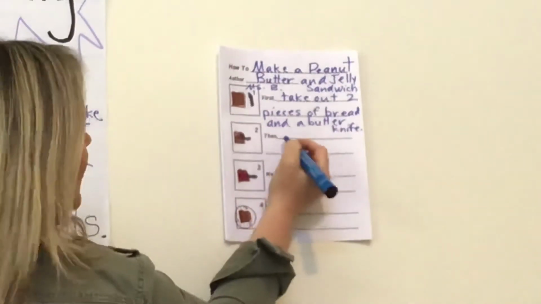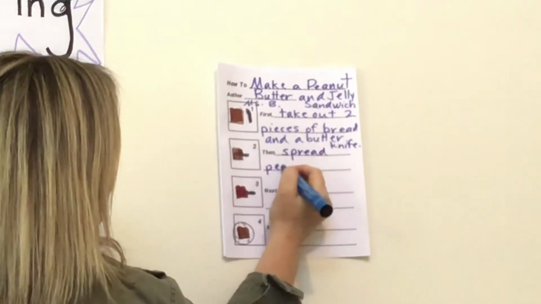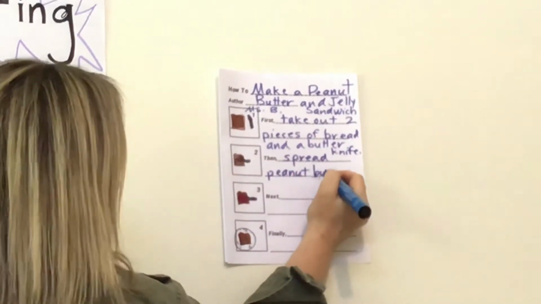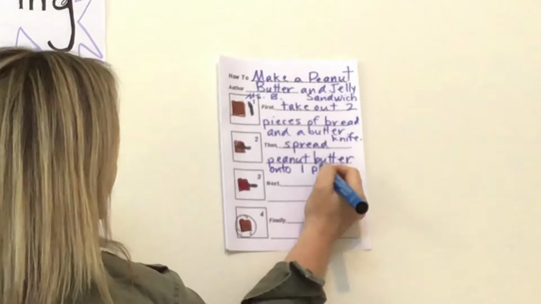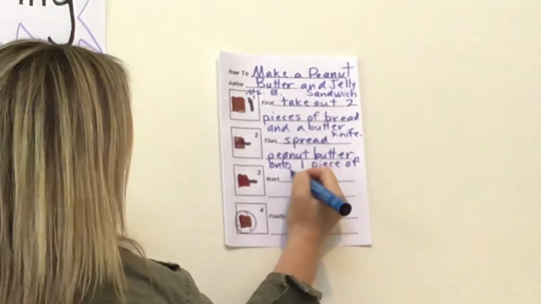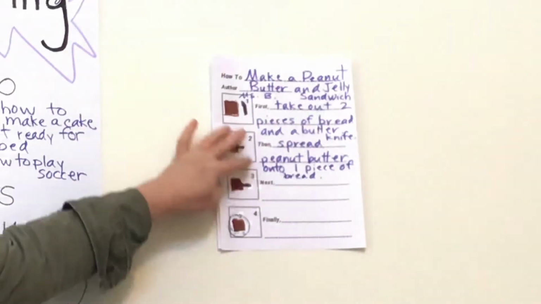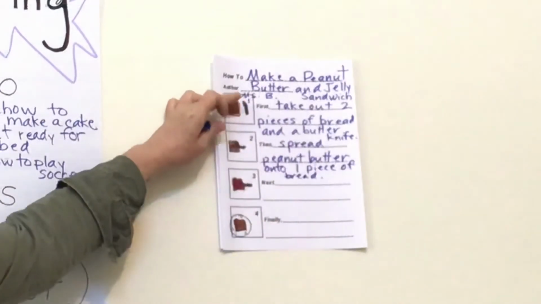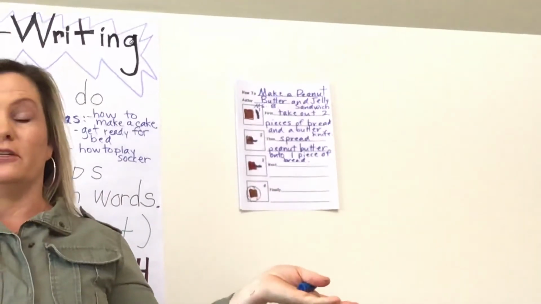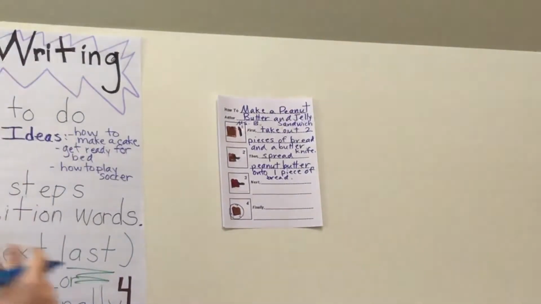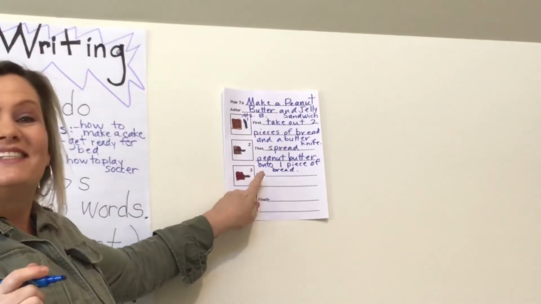So I'm going to write, then spread peanut butter onto 1 piece of bread. Okay, I did my first, and then I did my then step. I did my number 1, my number 2, but we still need more steps in making a peanut butter and jelly sandwich. We need to add the jelly now. So that will be my step 3. And the transition word next to step 3 is next.